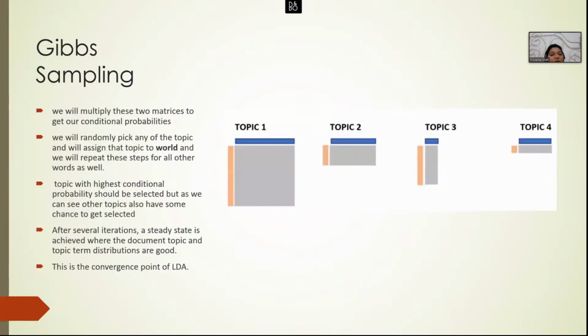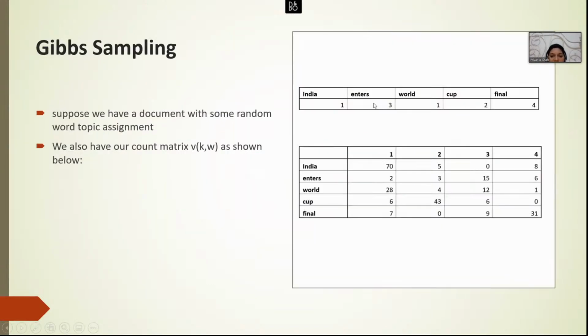Okay, and then when we are multiplying the matrices, if you look at world, world appeared 28 times in topic 1, 4 times in topic 2, 12 times in topic 3, and only once in topic 4. So as I was saying earlier, the topic words need not be mutually exclusive. They could be repeated, but what LDA is calculating is the probability that, when I get a new word, it will fall in one particular group of words.